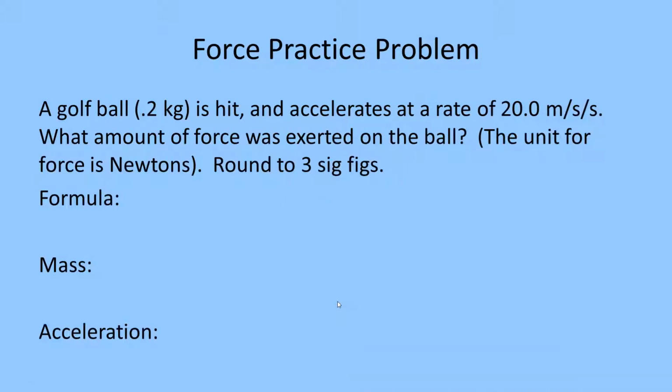Now here's a problem for you to try. It says a golf ball, which is 0.2 kilograms, is hit and accelerates at a rate of 20.0 meters per second. What amount of force was exerted on the ball? The unit for force is newtons, and please round to three significant figures.